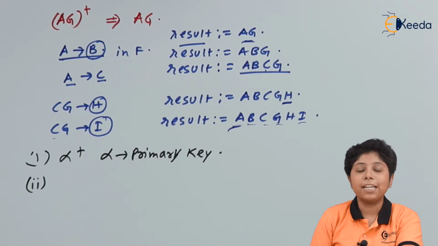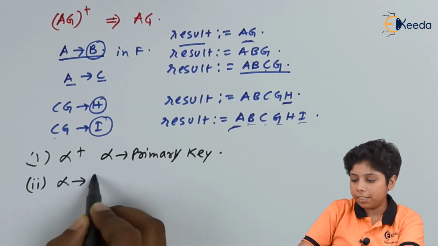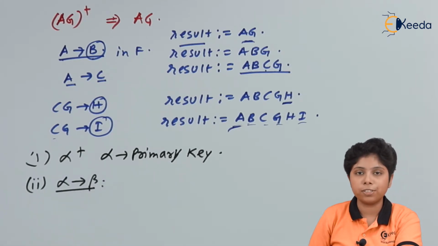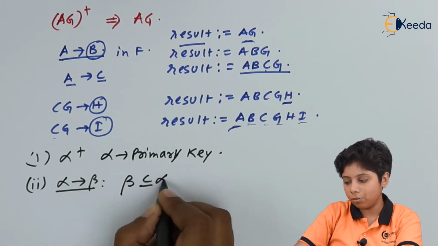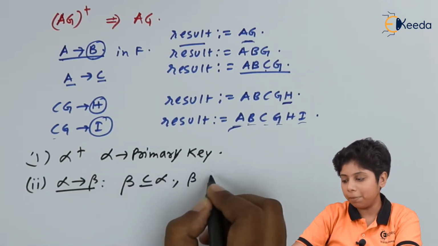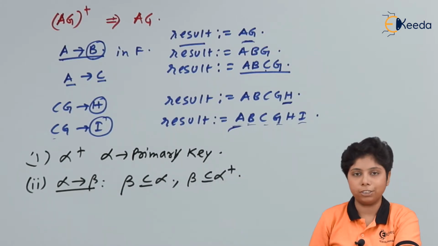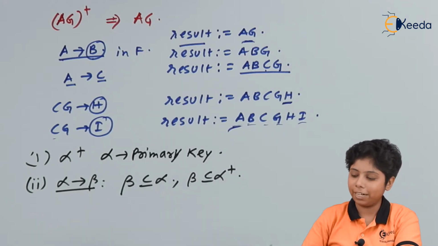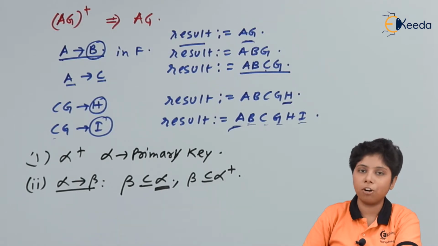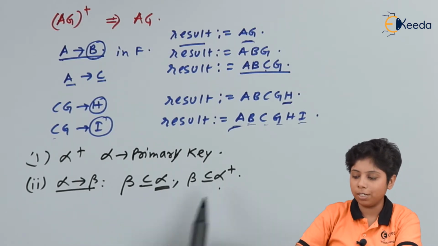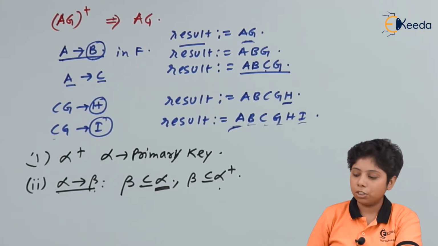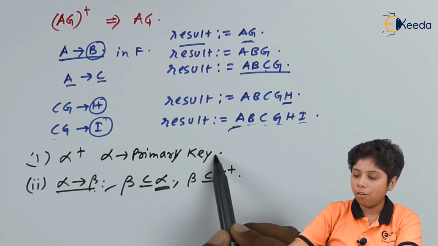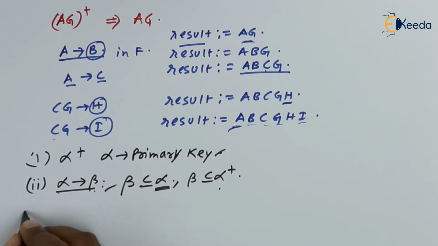Now to check whether a functional dependency holds or not. If we are checking whether a functional dependency holds on a schema or not, we generally consider alpha defines beta. Next we check whether beta belongs to alpha plus or not. If it belongs to alpha plus, that means alpha defines beta will definitely be satisfied. So that covers the functional dependency holding check and the primary key checking.